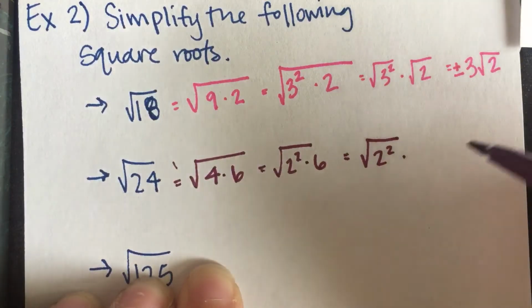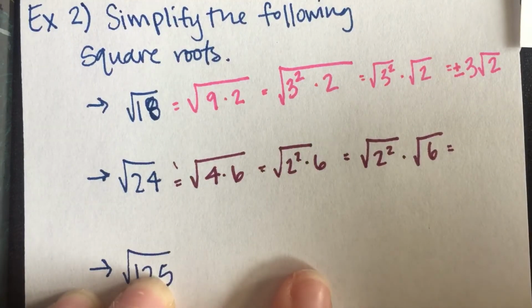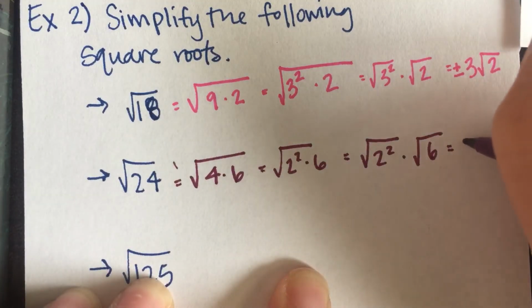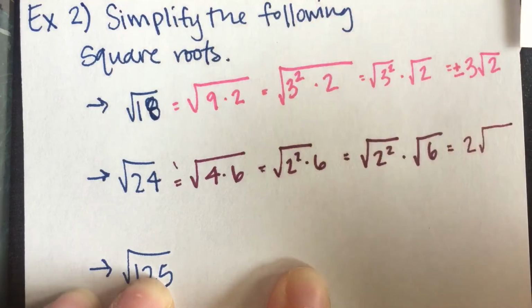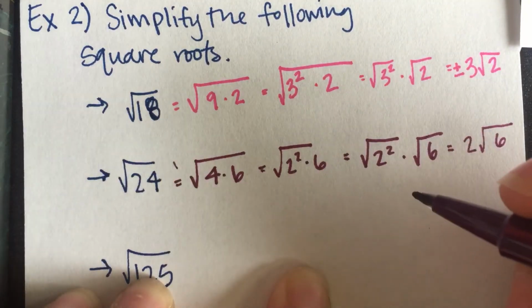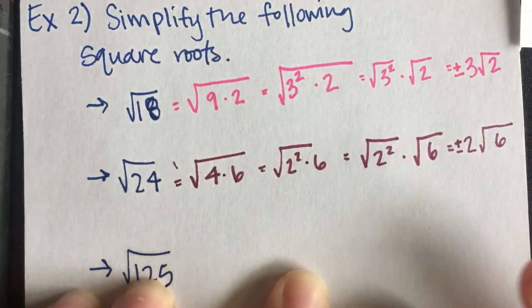And again, we get to split up this multiplication. So we have the square root of 2 squared times the square root of 6. That's an okay thing to do. And when we take the square root of 2 squared, that leaves us with just 2 times the square root of 6. The square root of 6 can't go any smaller. But since we took a square root, we have to have the plus or minus out to this side.